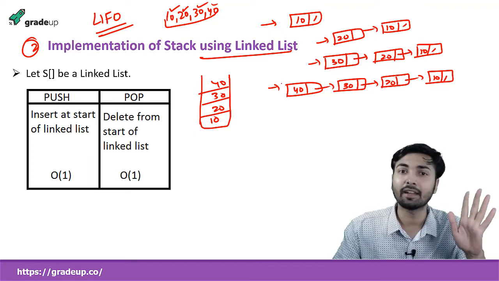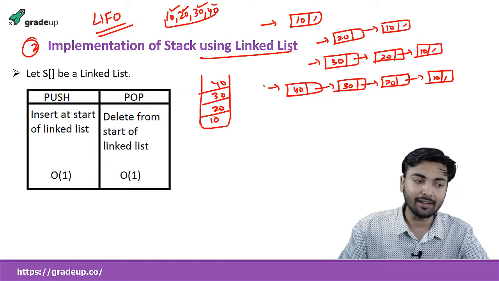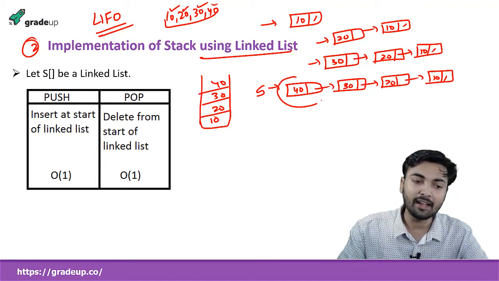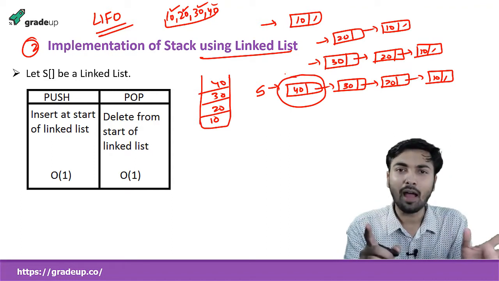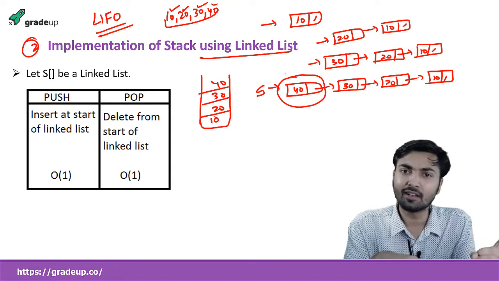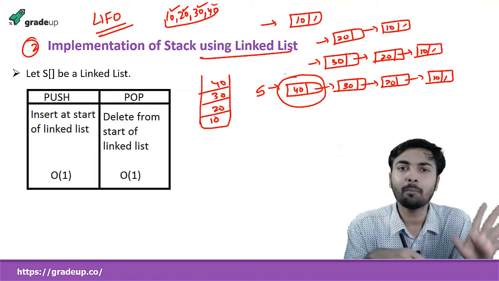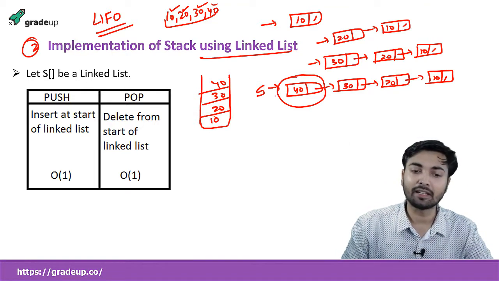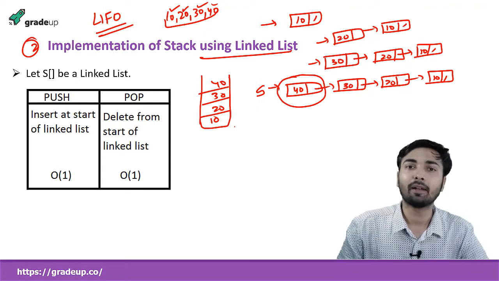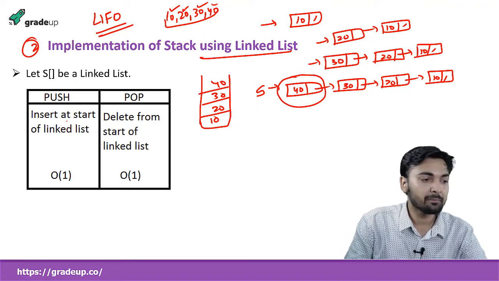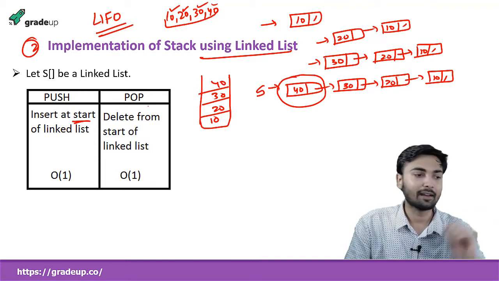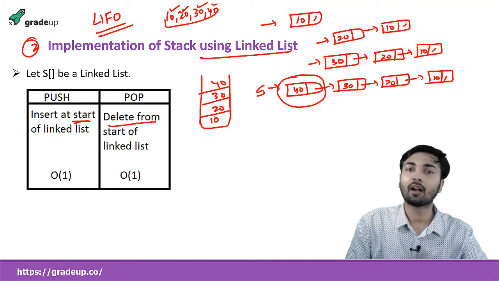Which element? 40. So now this is your linked list pointed by S. Which element do you delete? The beginning element. And you know, I have told you how to insert at beginning and how to delete from beginning. You know these 2 things very well. Got it? So now I'll delete 40 and my stack will be implemented. Okay, see here. Push, insert at start of linked list. Pop, delete from start of linked list.